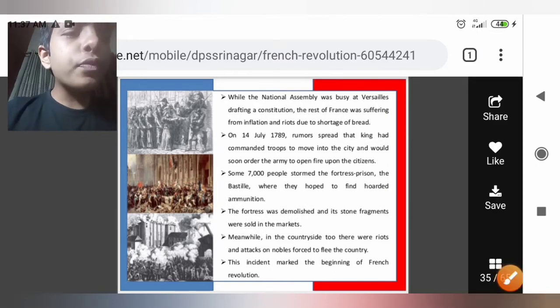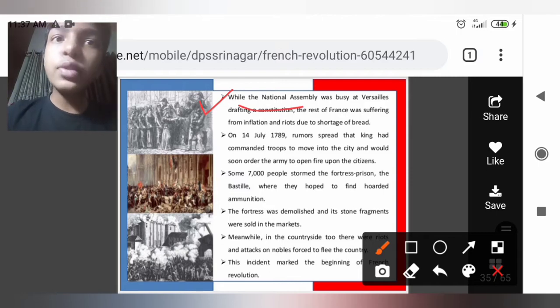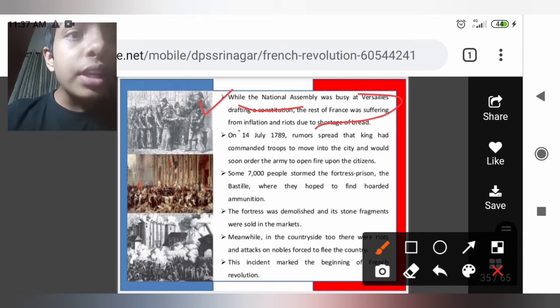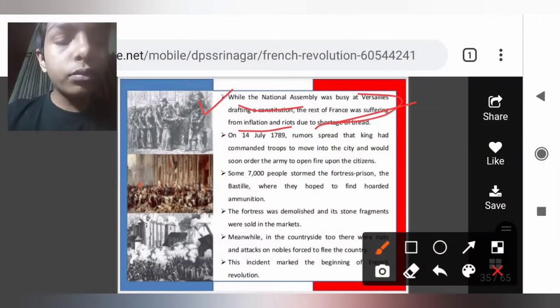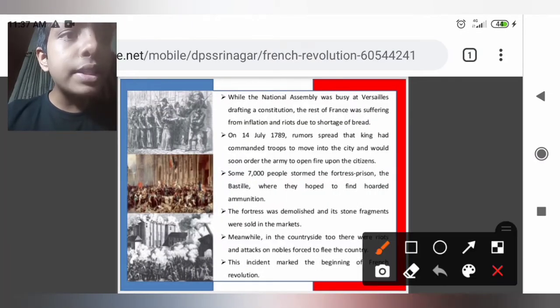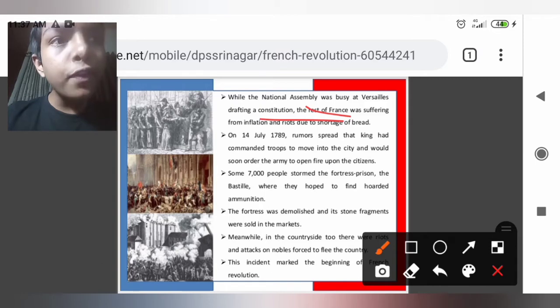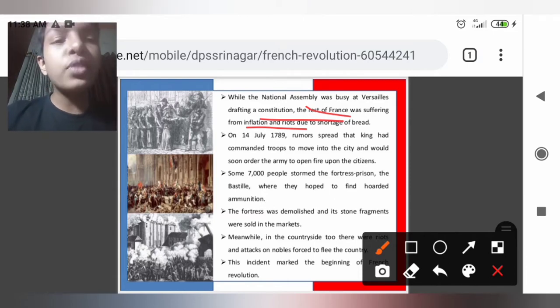So now we know that the National Assembly was busy at Versailles drafting the revolution, while the rest of France was suffering from inflation and riots due to the shortage of bread. Guys, we have studied this, but I am revising it once again so that you can keep in touch with the further slides.